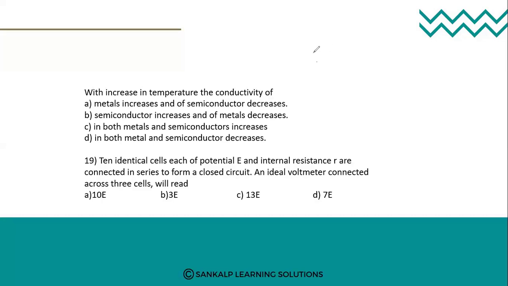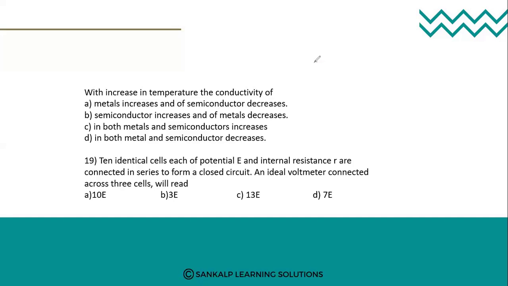So the next question, students: 10 identical cells, each of potential E and internal resistance R, are connected in series to form a closed circuit. An ideal voltmeter is connected across 3 cells. What will it read? They are asking what the voltmeter reading is. In short, you need to understand the potential for the cell combination.